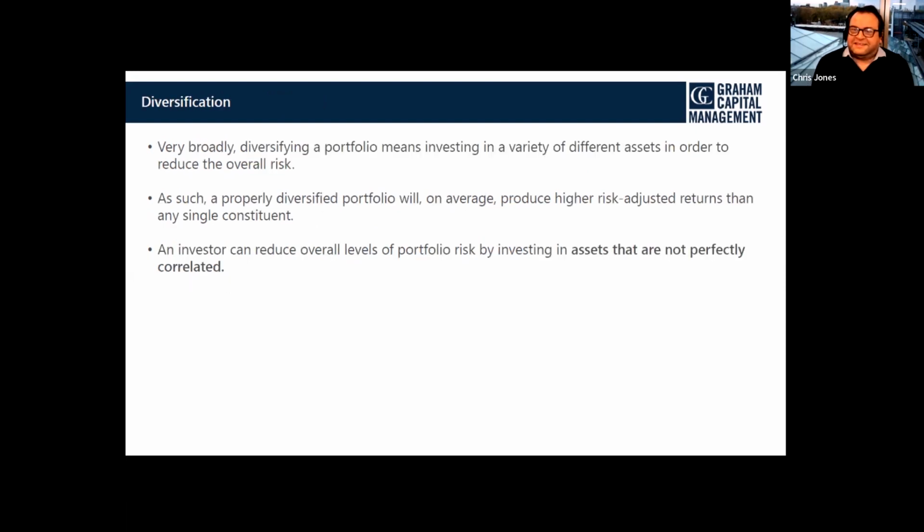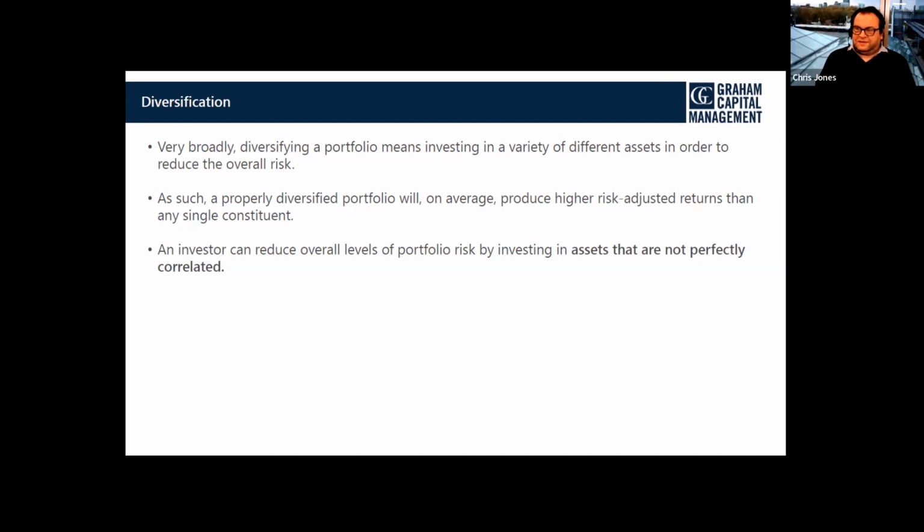So this is the easy slide, essentially, diversification. What do we mean? Well, I felt we had to state it, and very broadly, what we mean is diversifying a portfolio is investing in a variety of different things in order to reduce the overall risk. As a result, you get a more efficient portfolio in terms of information ratio or Sharpe ratio. You get higher risk-adjusted returns, so better returns for the same level of risk, or otherwise a lower level of risk to generate the same returns.